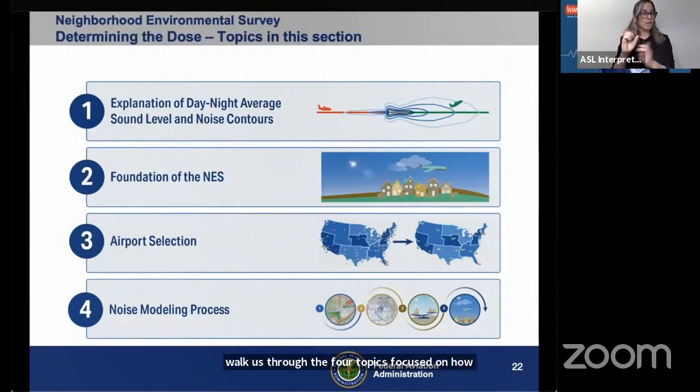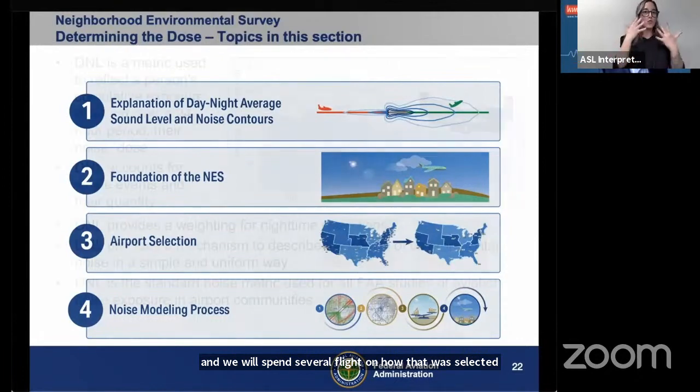To level set everyone, I will start with two slides explaining the day-night average sound level, the noise metric describing the dose. Then I'll briefly discuss the study that served as a pilot study for the NES. We'll then spend several slides on describing how the airports for the NES were selected. I'll wrap up my section by describing the noise modeling process used to compute day-night average sound level.